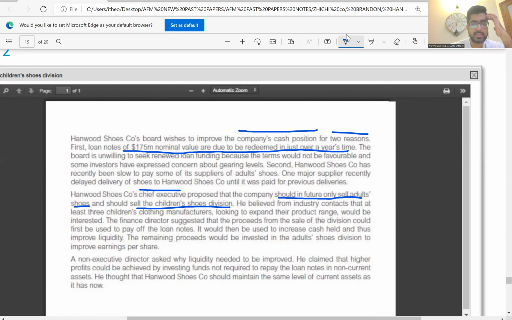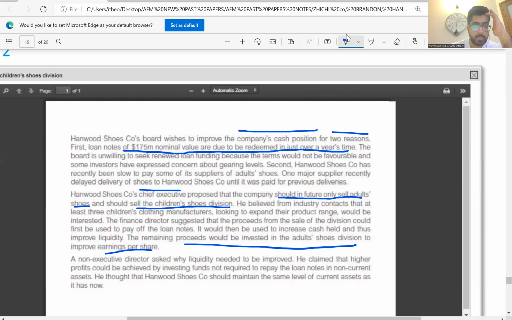The finance director suggested that the proceeds from the sale of the division could first be used to pay off the loan notes. It would then be used to increase cash and thus improve liquidity. So once you sell the children's shoes division, you get cash. And from that cash, the finance director suggested you can repay the loan of 175 million and improve liquidity. The remaining proceeds would be invested in the adult shoes division to improve earnings per share. These are the plans.